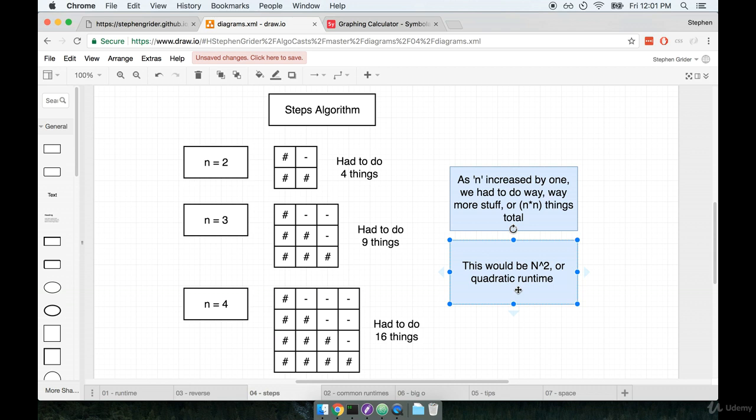So let's take a break right here. We're going to continue in the next section, and we're going to look at several other very common runtimes, and we'll also start to talk about how we can identify the runtime of a given algorithm. So quick break, and I'll see you in a minute.